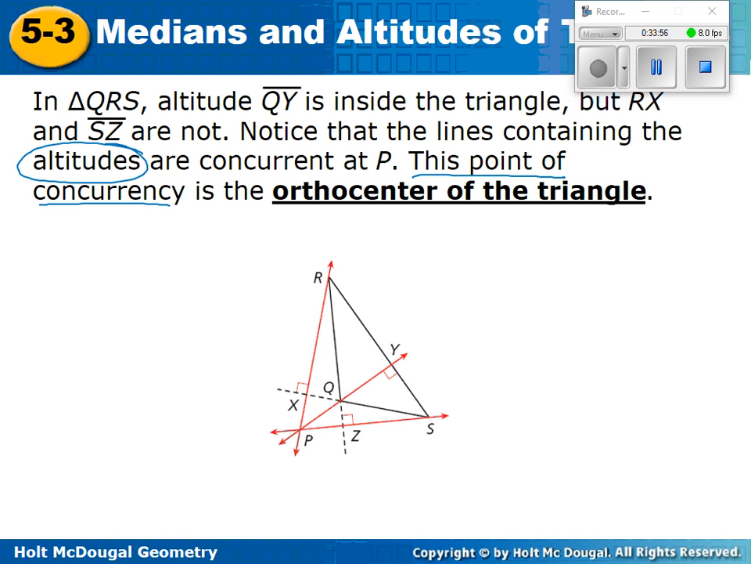Love you. All right, so let's draw in all these altitudes, okay? So in these triangles, you're going to draw in your altitude. So again, altitude: vertex, perpendicular to the opposite side.